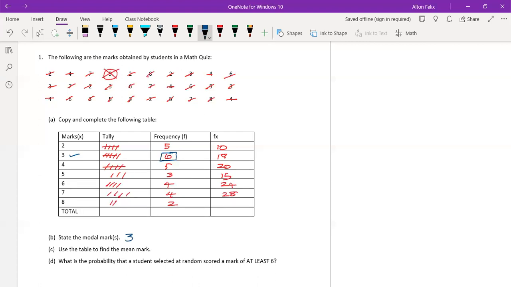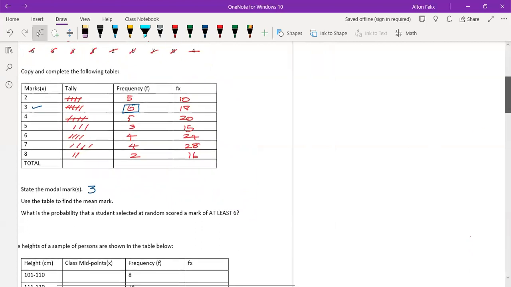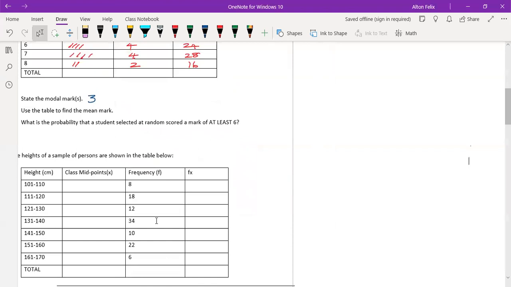Use the table to find the mean mark. Okay, so to do that, let's finish up this last one. 8 by 2 would give us 16. And the formula for finding the mean is we're going to take the sum of F multiplied by X, and then we're going to divide that by our total frequency. Right? So let's work on that.